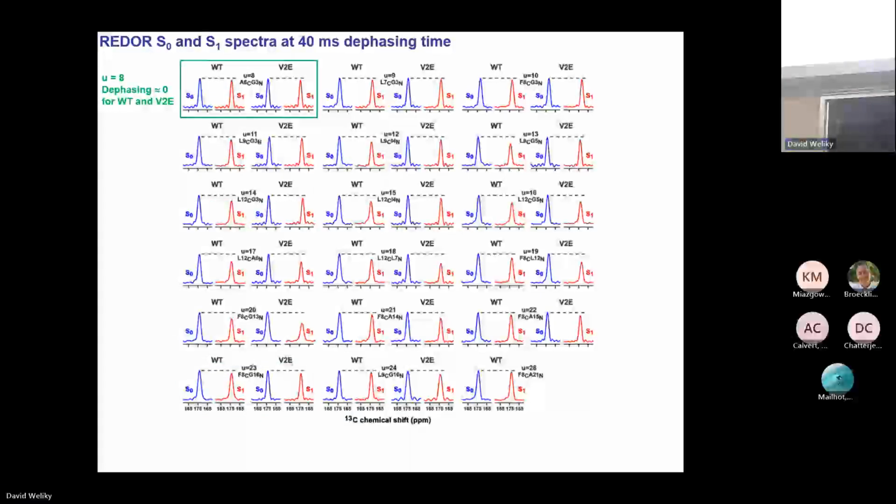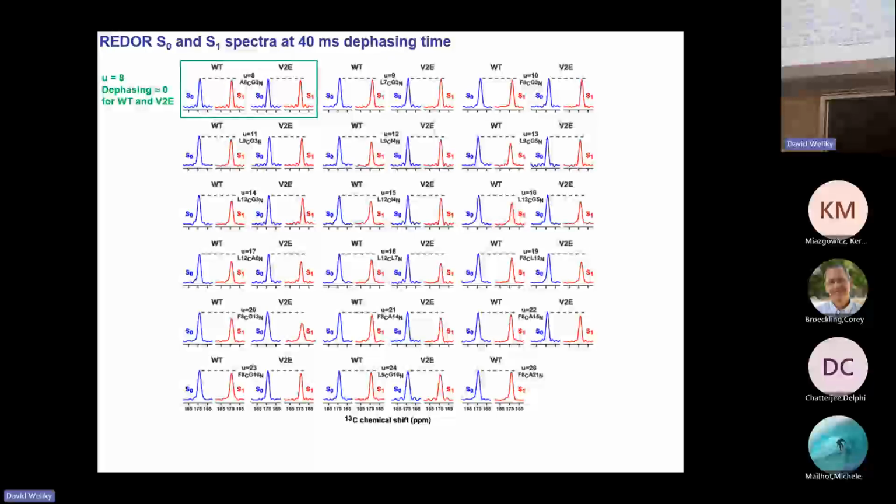I know this is a lot of data. I just wanted to give you a sense of the data that's being analyzed. This is the data from 40 millisecond dephasing time, so we're close to the asymptotic limit. We've got S naught in blue, S1 in red, and then wild type and B2E, and then we've got U equal 8, 9, 10, 11. So all the data for 40 milliseconds.